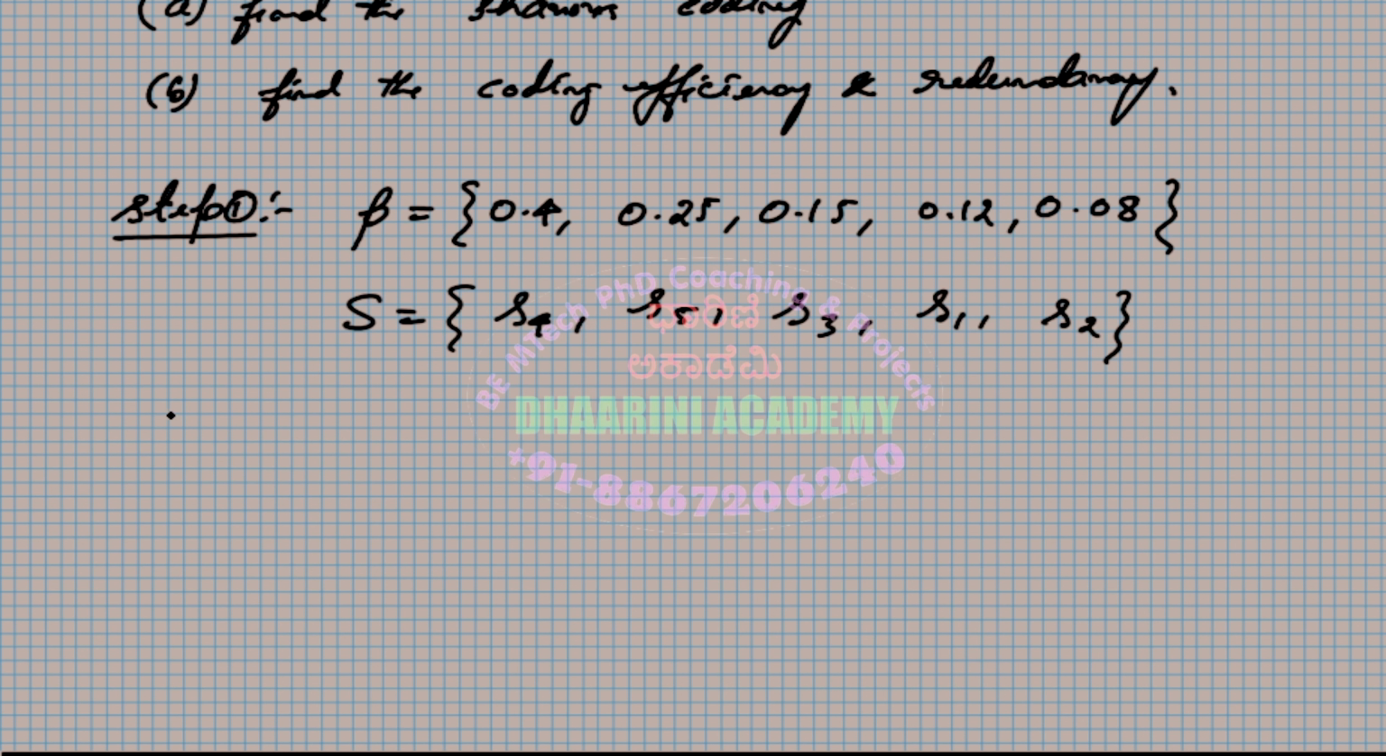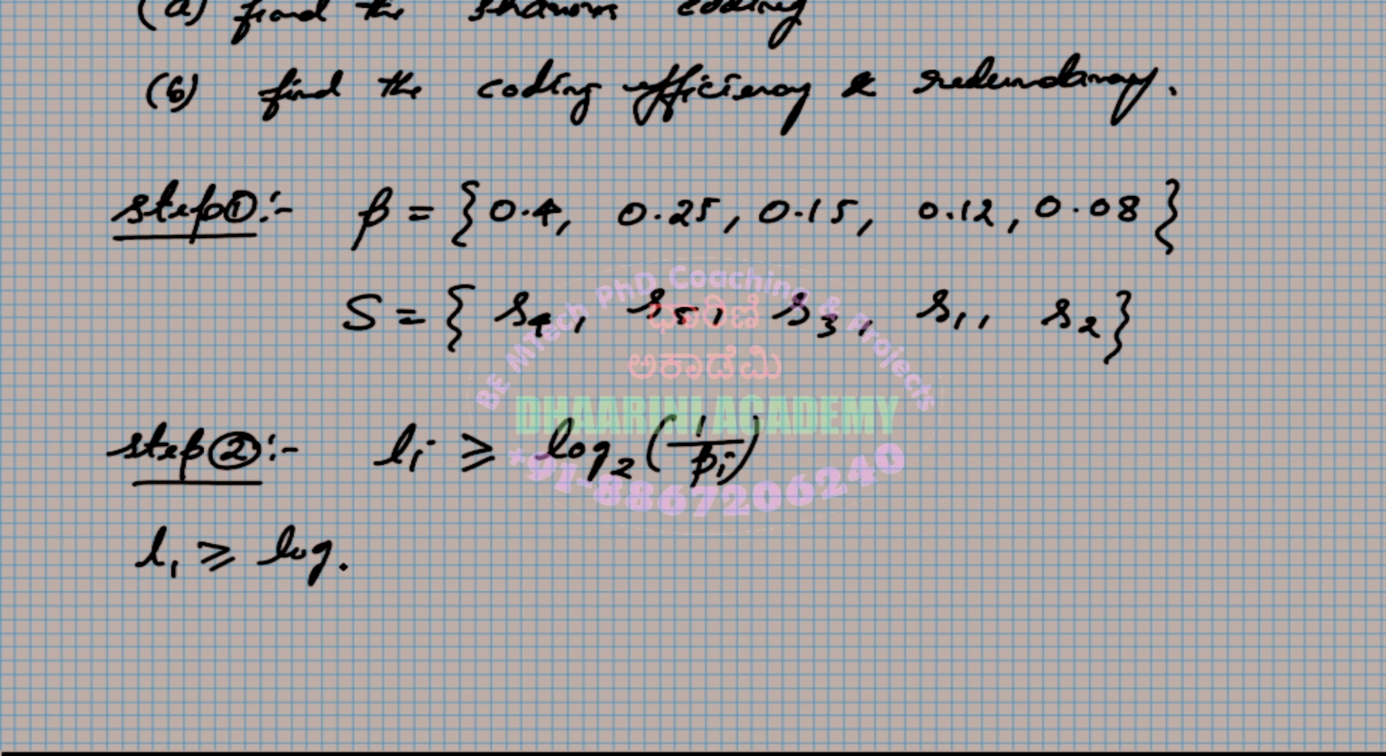So now we need to calculate what is the second step. If you remember, this has to be the lengths, correct? I have to calculate the length of each of the symbols. So that is step number 2: calculate Li such a way that it should be greater than or equal to log to the base 2 of 1 divided by the probabilities. So start with the first one. So L1 should be greater than or equal to the log to the base 2 of 1 divided by 0.4.